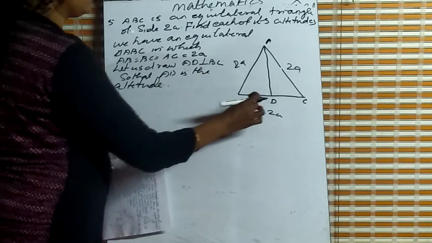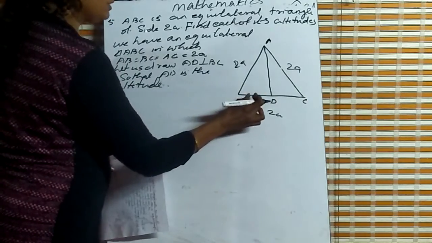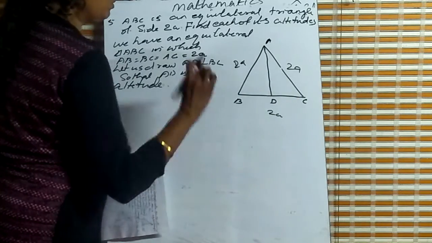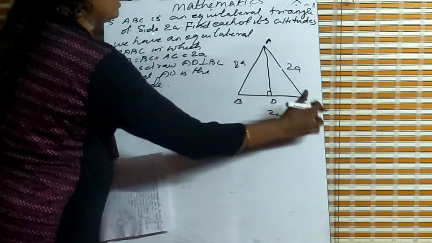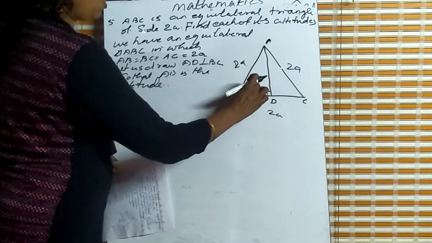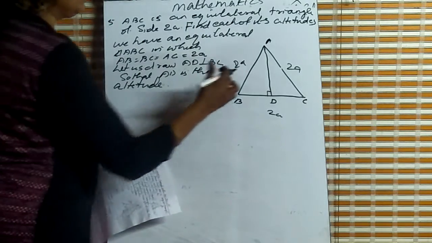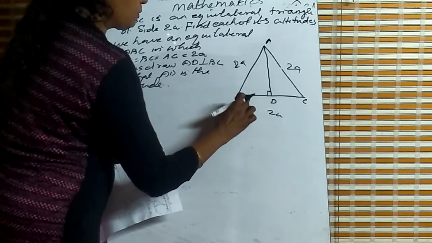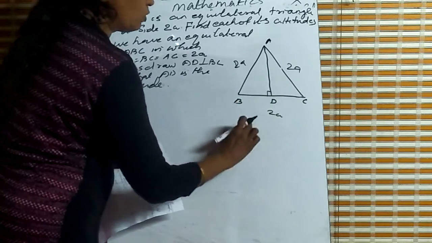First, we have to prove that this full length is BC, so we have to prove that BD and DC are equal. For that, we take these two triangles ADB and ADC and prove that they are congruent. So its corresponding sides are equal. This full BC is 2A. If we prove these two triangles are congruent, we can write BD is equal to CD is equal to A.